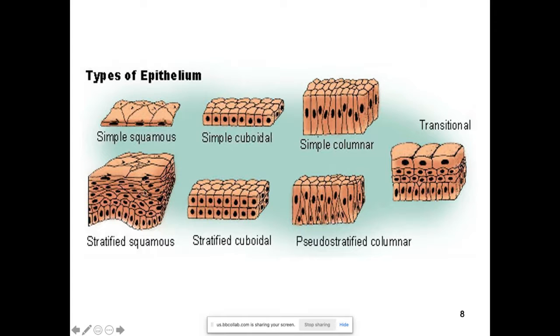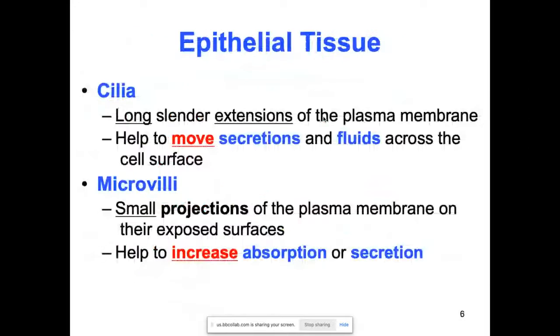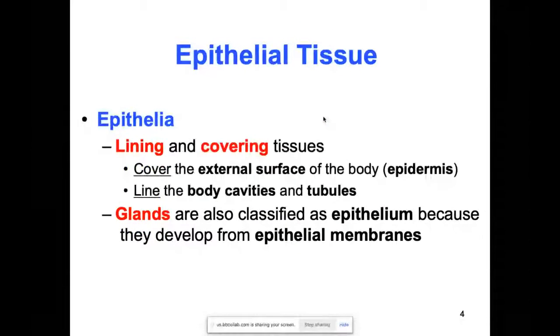Whether we're looking at this one to the left, stratified squamous, again, a bunch of cells packed closely together. If we look at transitional or pseudostratified, again, a bunch of cells packed closely together. We can see that there's a nucleus associated with each of these cells. That's classical for epithelium. Keep that in mind. A bunch of cells packed closely together.